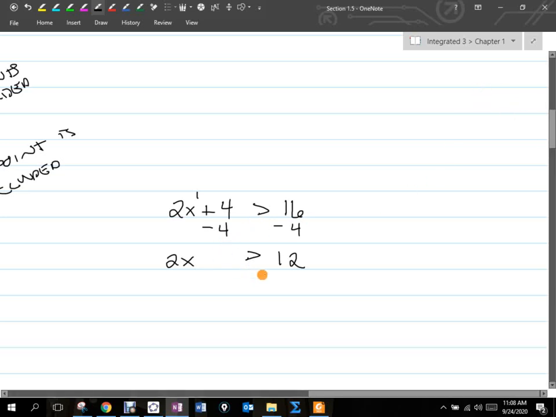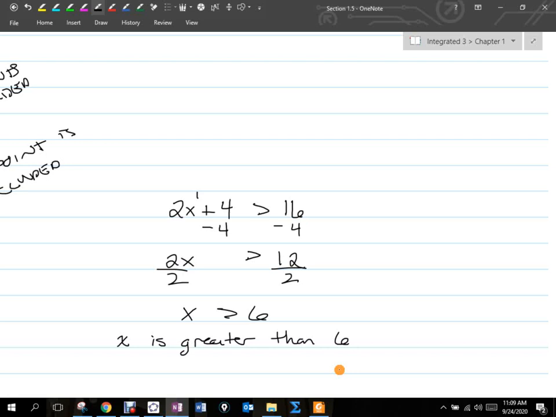What would you do if this was an equation? What would you do next? Divide by 2. And then you've got x is greater than 6, right? Okay. Now, the way we read that, you don't have to write this, is x is greater than 6. Okay. So here's my question. And think about it before you answer it.